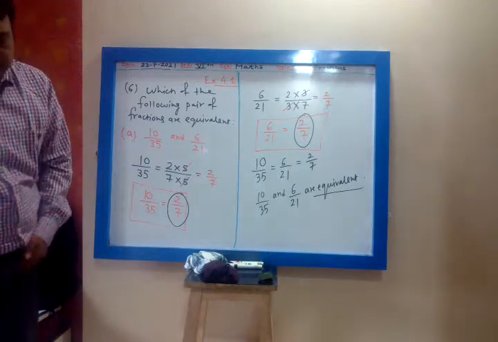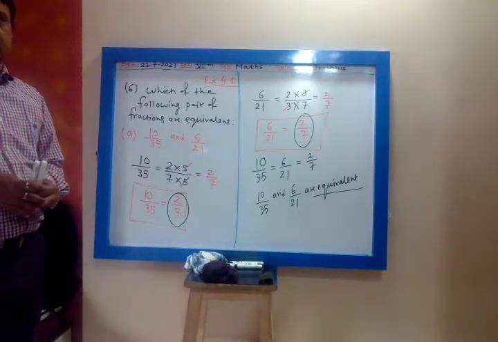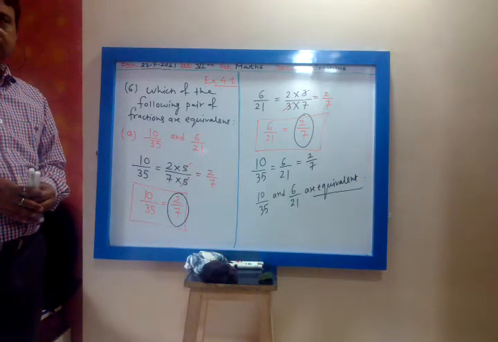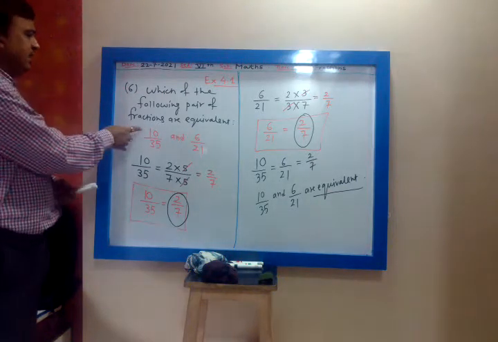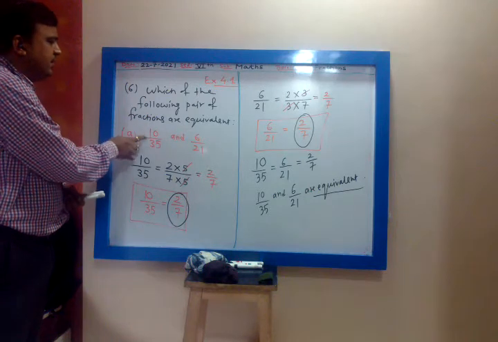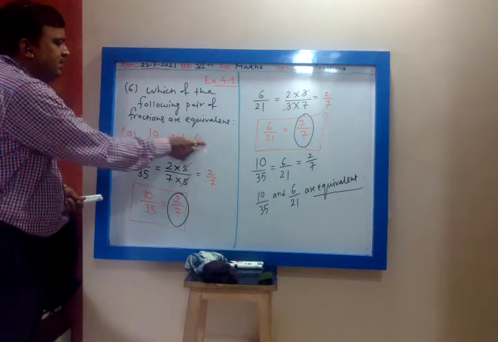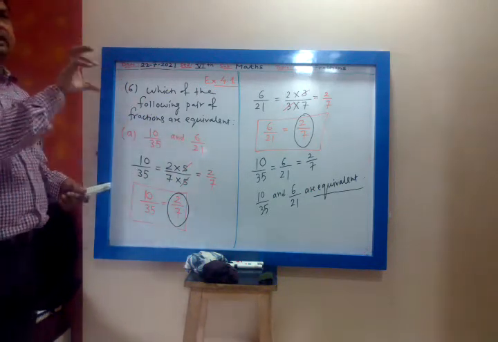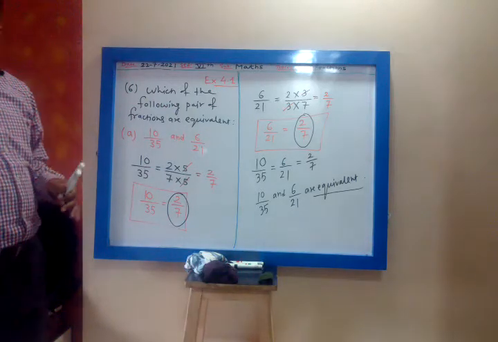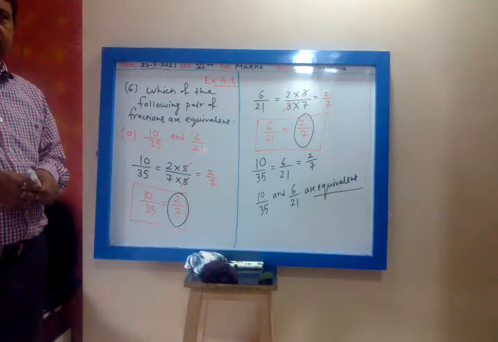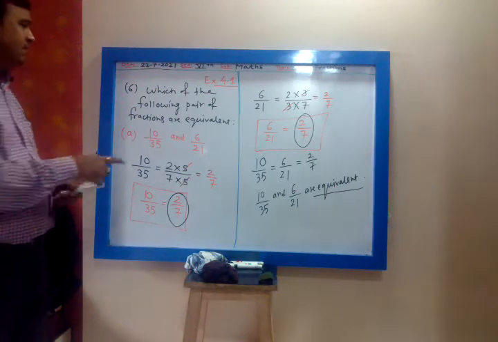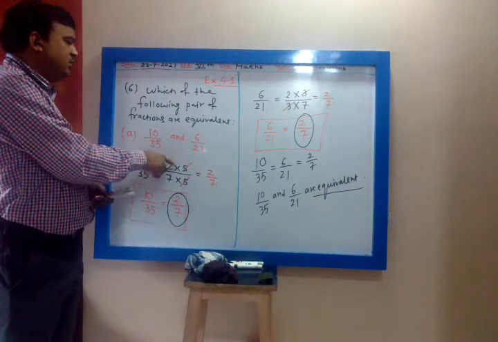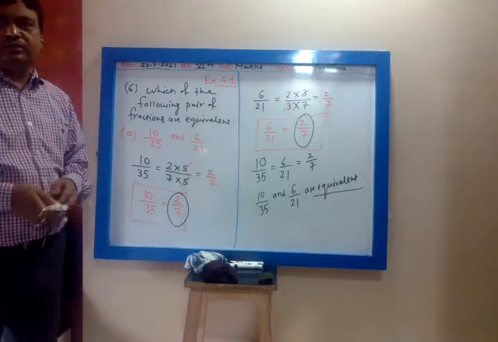Yes, understood this part? So to check whether they are equivalent, you have to cancel the common factor of numerator and denominator of both the fractions and see whether both the fractions have same value. Not cross multiplication, my dear, we are cancelling the common factor of numerator and denominator, that's all.